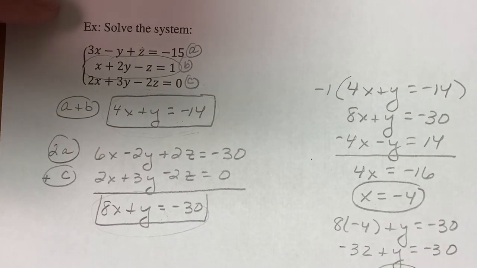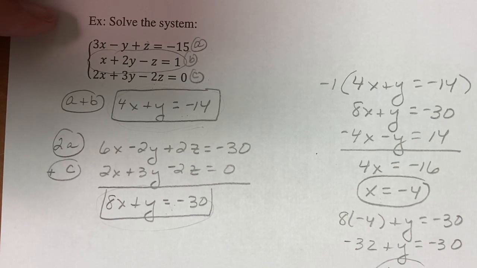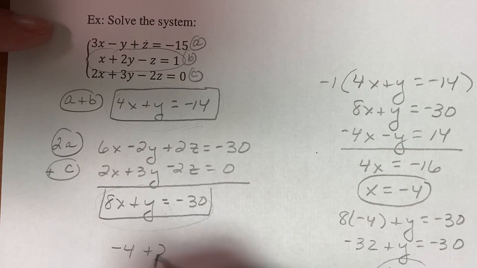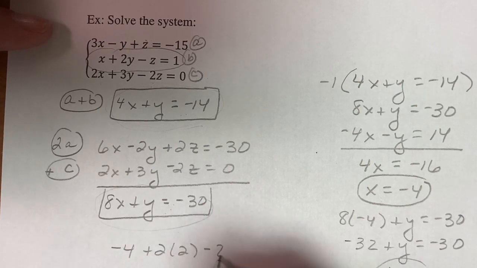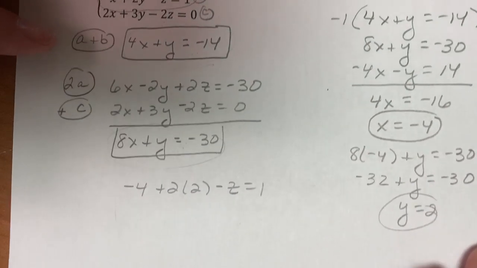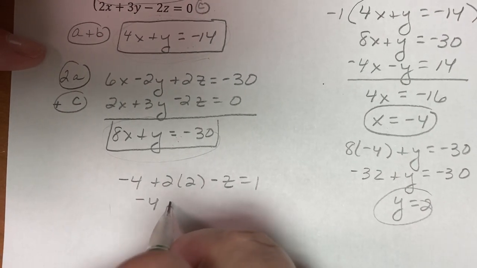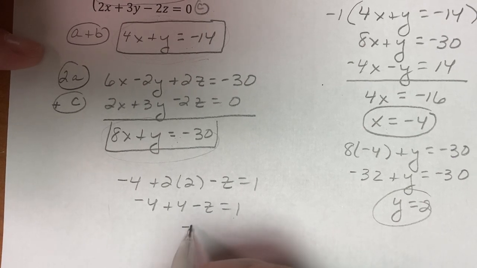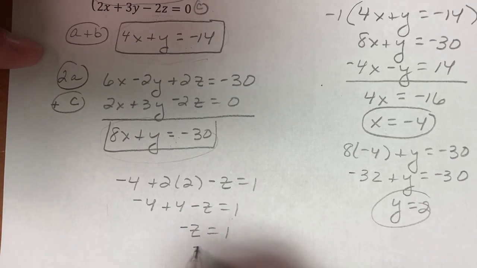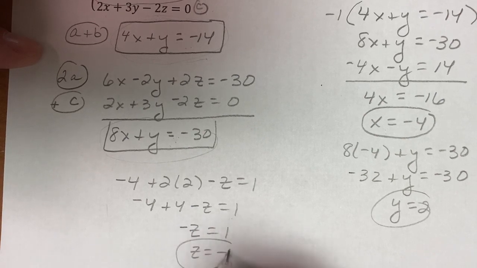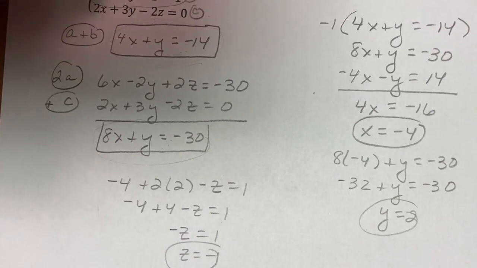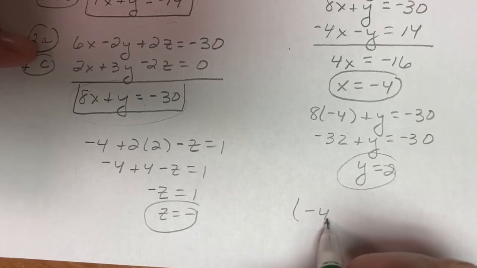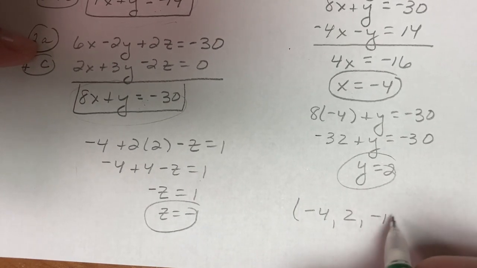So I have x is negative 4. So I'm going to have negative 4 plus 2 times y, so that'd be 2 times 2, minus z equals 1. So negative 4 plus 4 minus z equals 1. Well, those drop out. I get negative z equals 1, so z is negative 1. So my ordered triple will be negative 4, 2, negative 1.